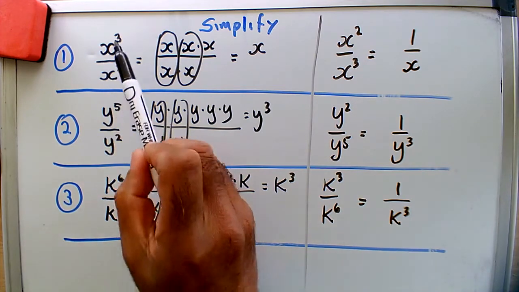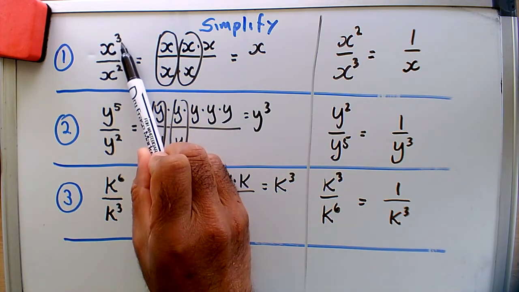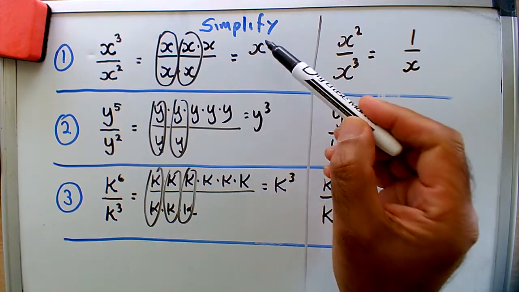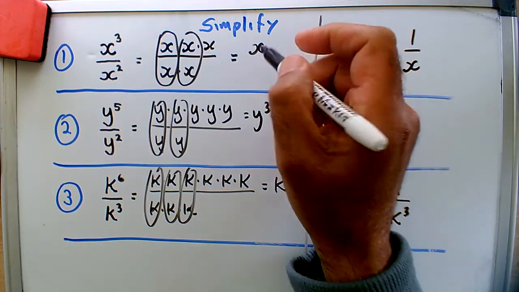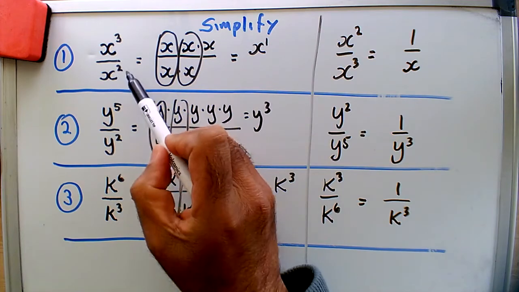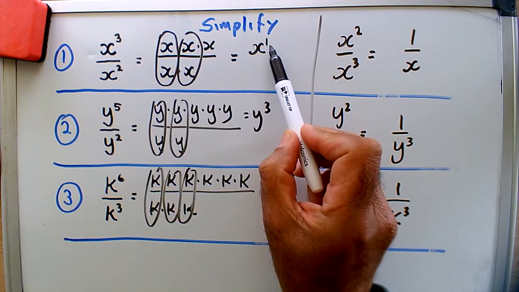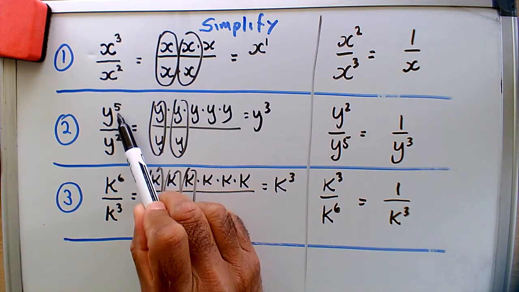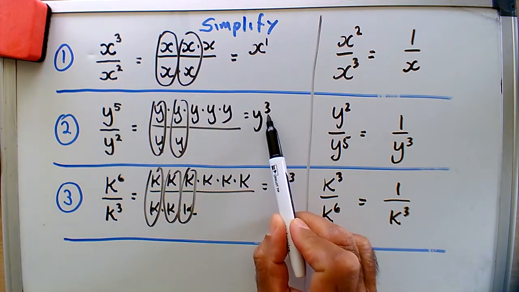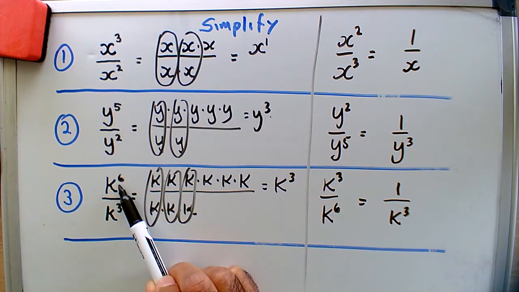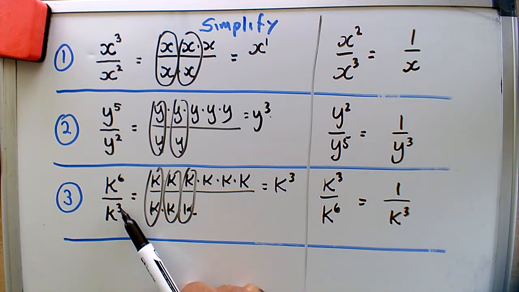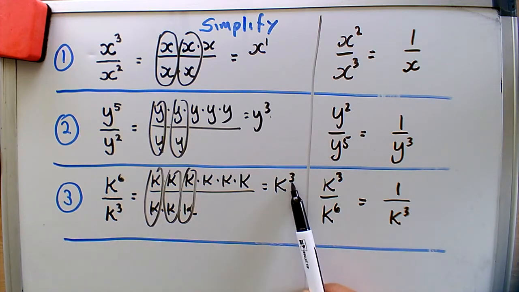So you can see if there are more on the top, my answer is going to be on the top, and you notice that that's x, but that's x to the power of 1. So if you subtract 2 from 3, you get 1. You can see here there's more on top, so if you take 2 from 5, you get 3 on top. More on top, so the answer is going to be on top. 3 from 6 is 3, k to the power of 3.